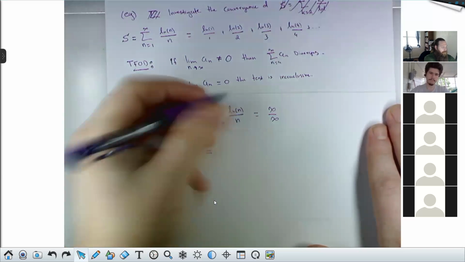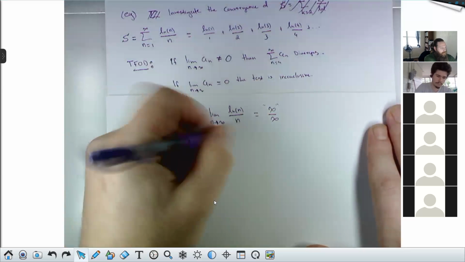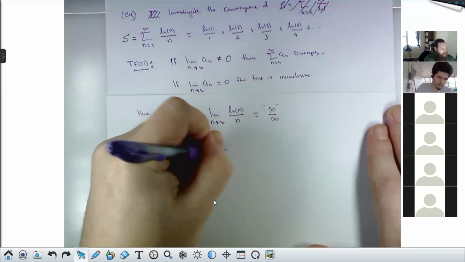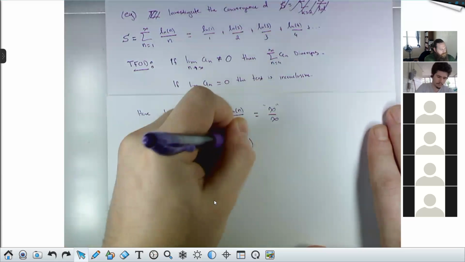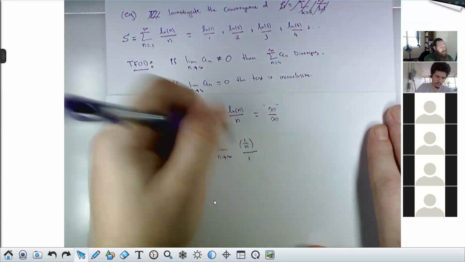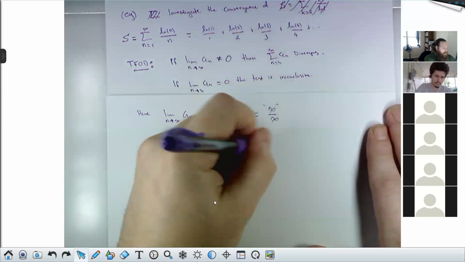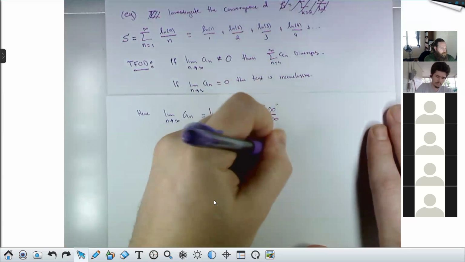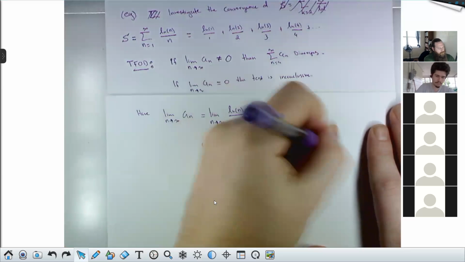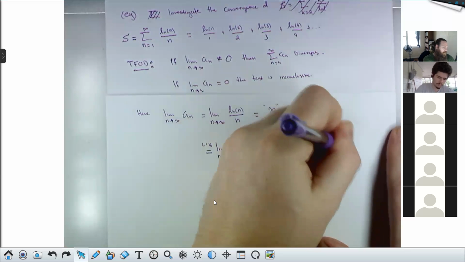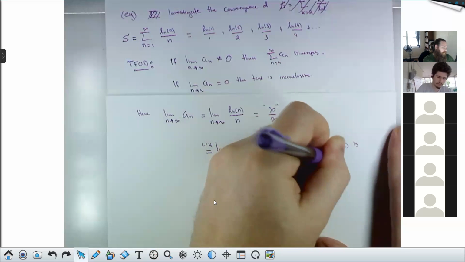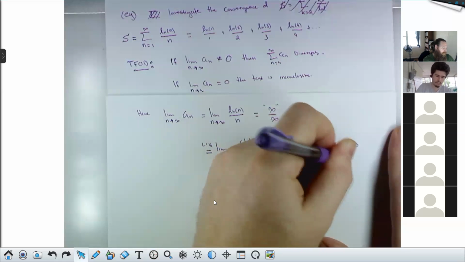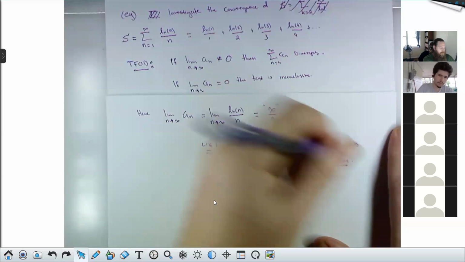So since the top and bottom both go to infinity, I can apply L'Hopital's rule. I get 1 over n as the derivative of the top and 1 as the derivative of the bottom. And this now goes to 0 over 1, which is just 0. So TFOD is inconclusive. Sadly.